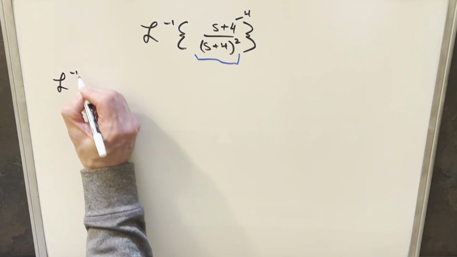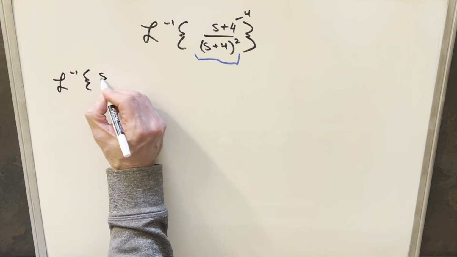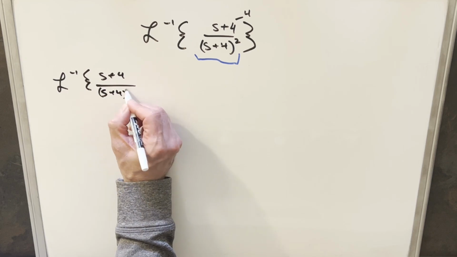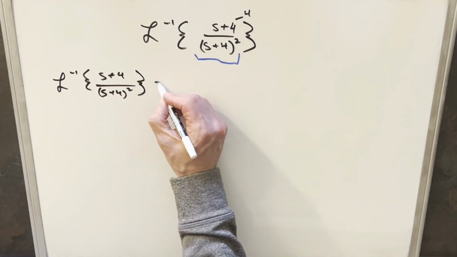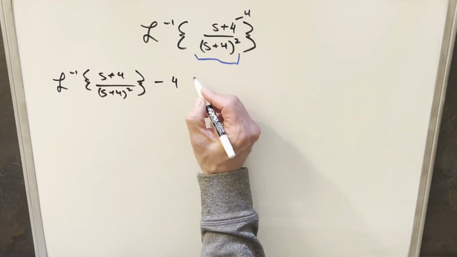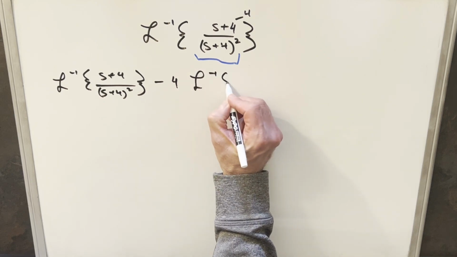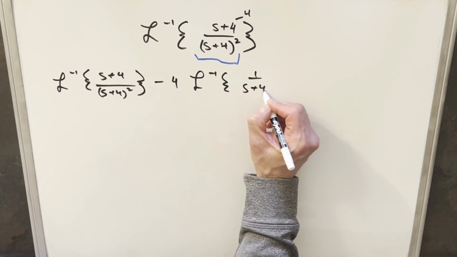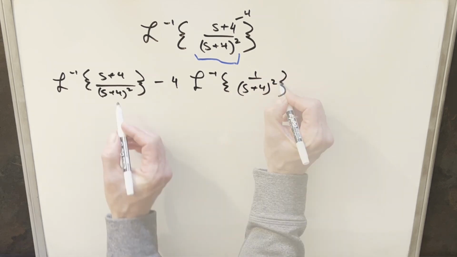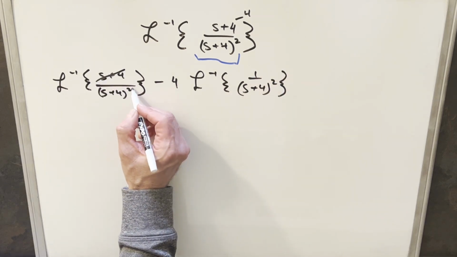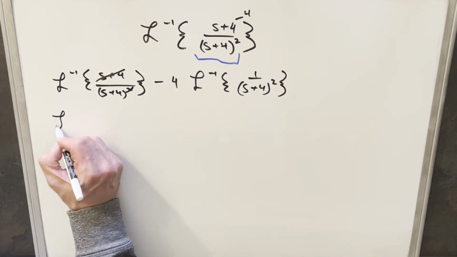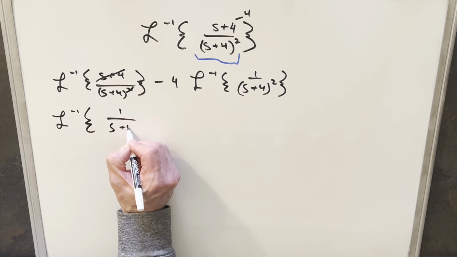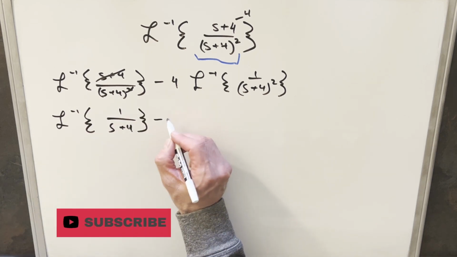So let's see what we have if I rewrite this. The first one will have s plus 4 over (s plus 4) all squared. For the second one, I'll just bring the minus 4 out front, because I can bring a constant outside of the Laplace transform, even with the inverse. And here we're going to have just 1 over (s plus 4) squared. Now for this first one, we can cancel this with one of these, so I'll rewrite this with just a 1 in the numerator, 1 over s plus 4. And then let's copy down all this other stuff.